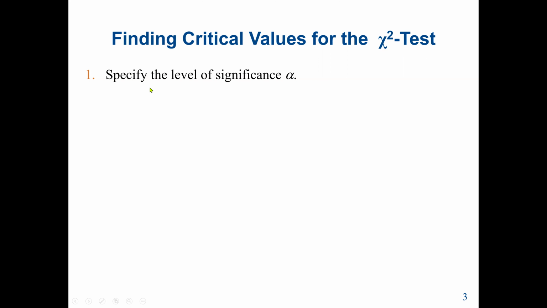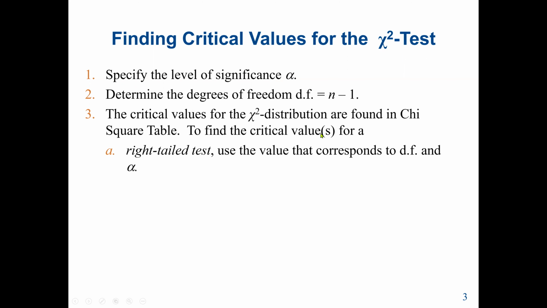First, we have to specify the level of significance. That's the first step, the alpha. Then the second step, we have to determine the degree of freedom, which is normally the sample size minus 1. Then we find the critical values for the chi-square distribution, which again are found in the chi-square table. To find the critical values for a right-tail test, we use the value that corresponds to the degree of freedom and also the alpha.